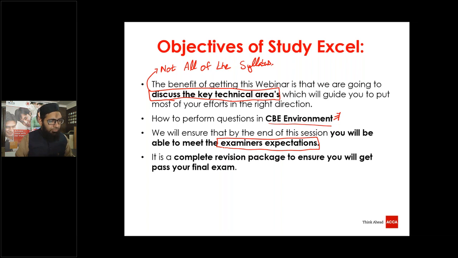To conclude on the objectives, it is a complete revision package, and the objective of this session is to ensure that you will pass your exam.